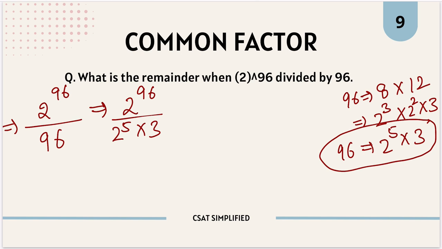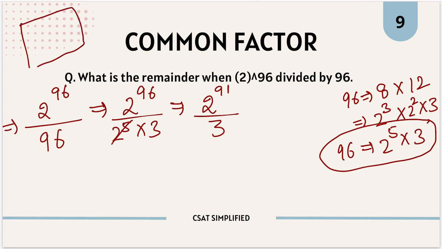So simple mathematics, I can remove 2 raised to power 5 from denominator and numerator, and you are left with 2 raised to power 91 divided by 3, because I am deducting 2 raised to power 5 from numerator and denominator, correct?